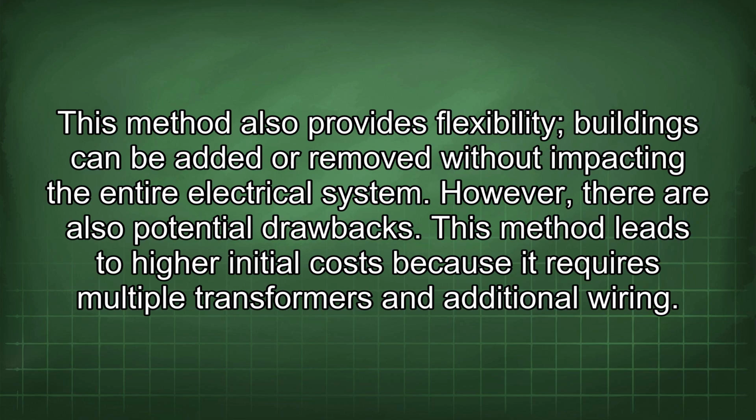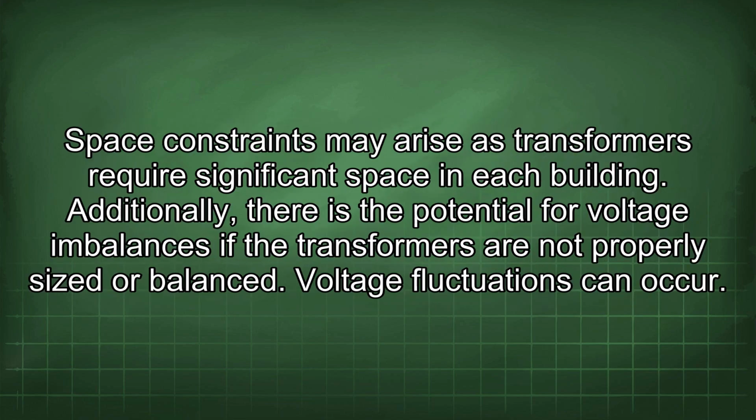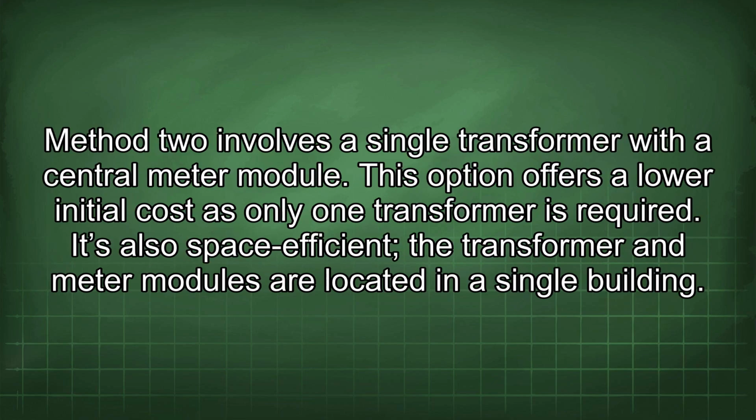However, there are also potential drawbacks. This method leads to higher initial costs because it requires multiple transformers and additional wiring. Space constraints may arise as transformers require significant space in each building. Additionally, there is the potential for voltage imbalances if the transformers are not properly sized or balanced. Voltage fluctuations can occur.